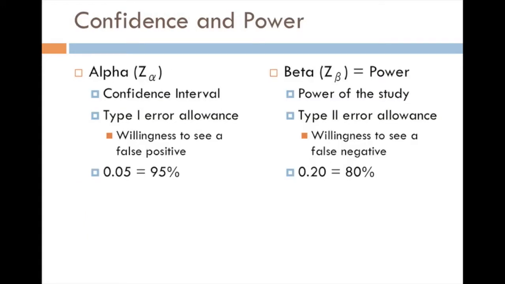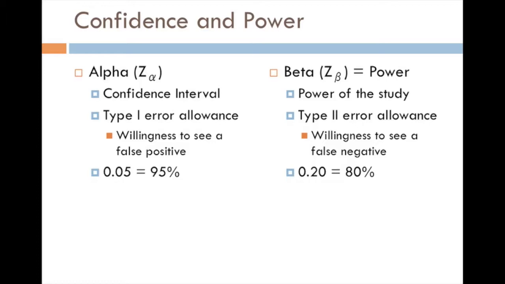Confidence intervals and power are key values included in almost every sample size calculation. Alpha, or z sub alpha, is the confidence interval, or the level of statistical significance. This is a way to describe the researcher's willingness to determine that the result of a study is significant when in fact it's not. A common value for this alpha is 0.05 or 95%. Such a small margin indicates that the researcher is 95% sure that the results will be generalizable to other populations.